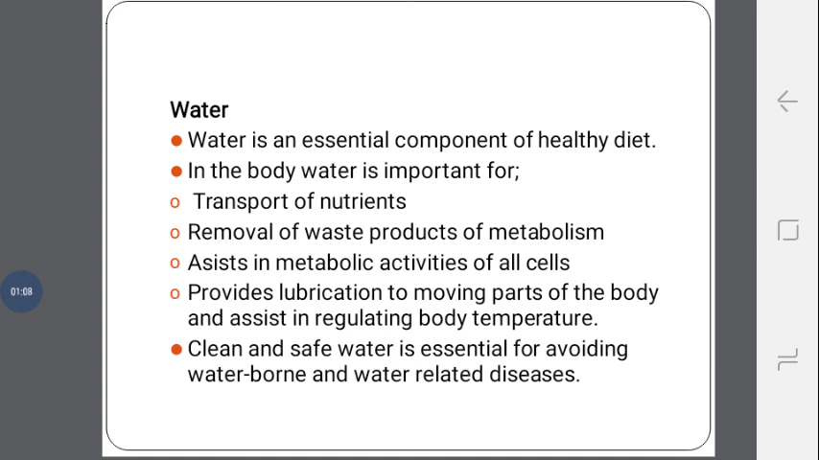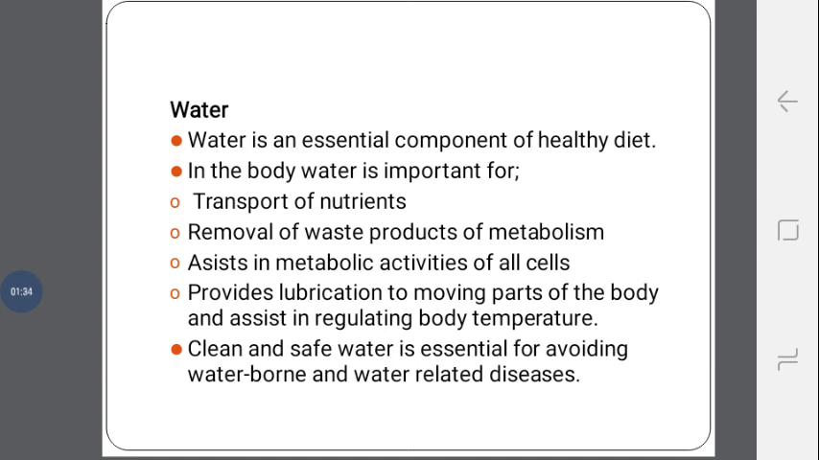Provide lubrication to moving parts of the body and assisting in regulating body temperature. Inasaidia pia kupunguza msuguano katika sehemu au viungo mbalimbali vya mwili na hasa vile vinavyofanya movement. Lakini pia maji yanasaidia kupunguza joto la mwili kwa njia mbalimbali kama vile kutoa jasho kwa njia ya kupitia mkojo, mvuke unaotoka mdomoni na njia nyinginezo.